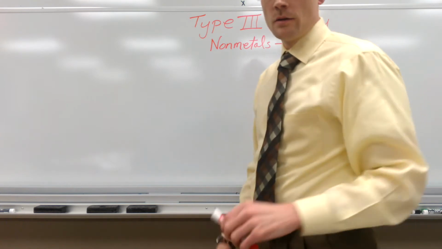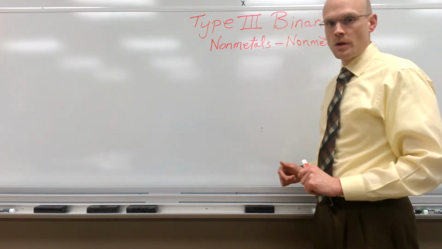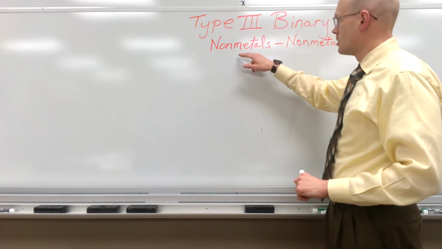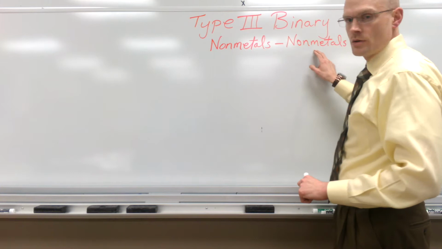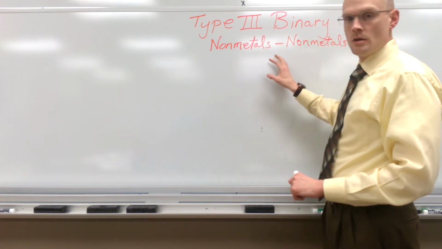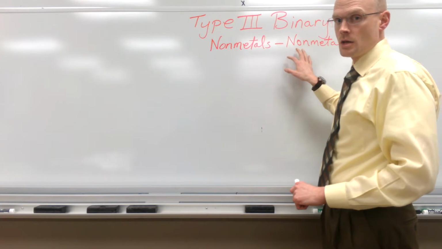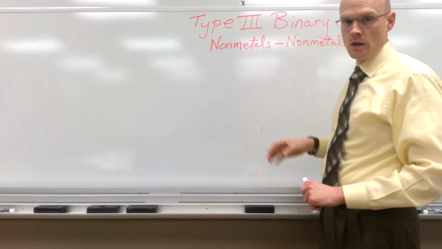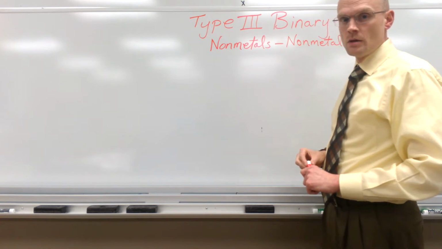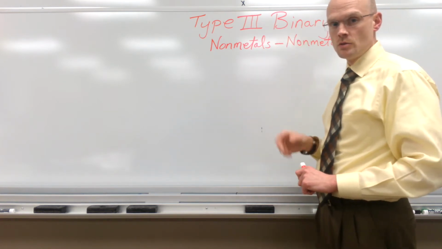Let's take a look at type 3 binary compounds. These compounds are recognizable because they involve nonmetals bonded with nonmetals. Okay. There are no ions here, no cations and anions coming together. We have nonmetals and nonmetals coming together. So again, binary, two types of elements, two elements.